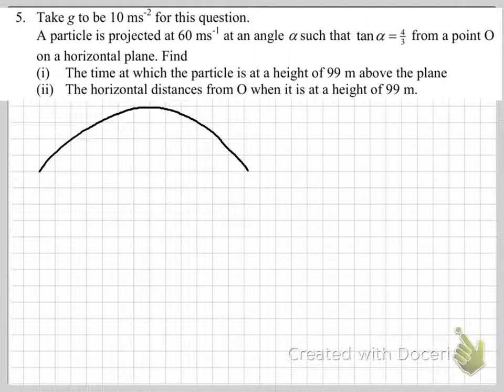Question 5, quick one to finish off really. We're told that g is 10 metres per second squared. For this question, just bear that in mind. Putting the information they've given us on the diagram, once you've drawn that, in a different colour, split it up into components. It's going to be 60 cos alpha and 60 sine alpha.